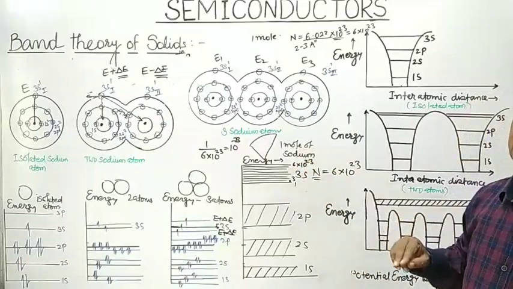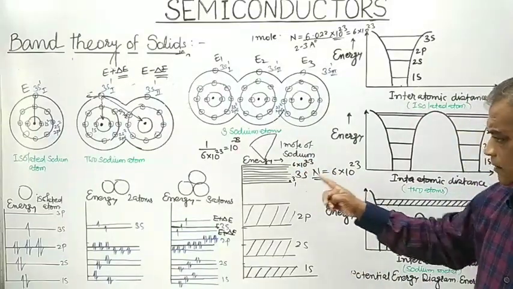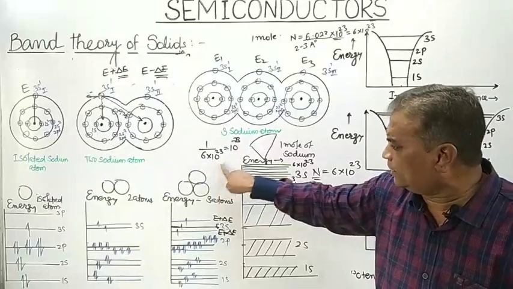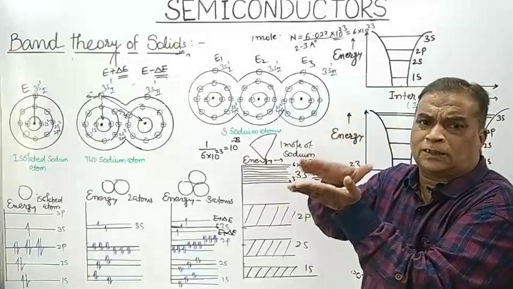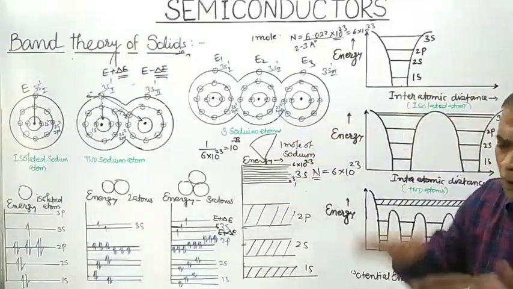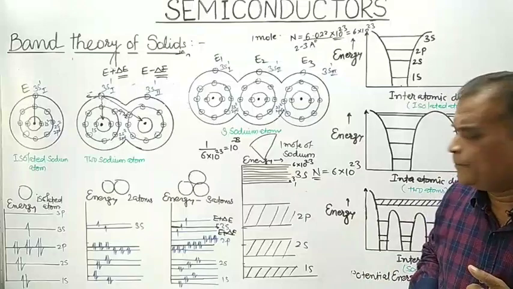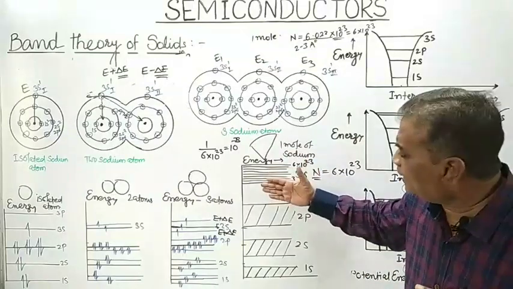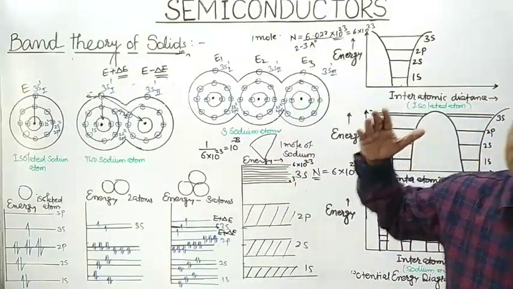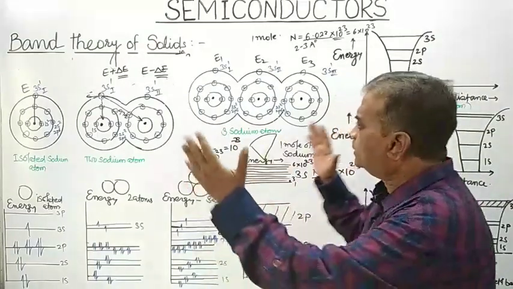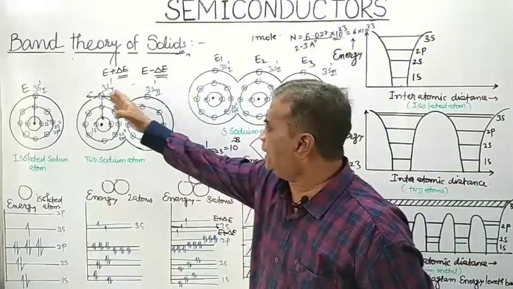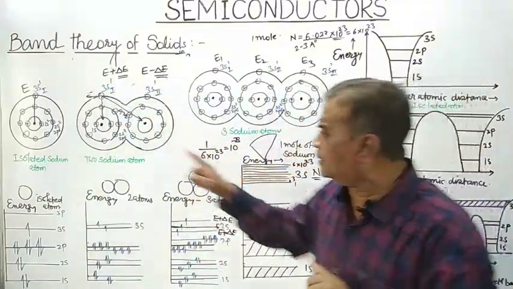And the spacing between two energy levels is 1 upon 6 into 10 to the power 23, means 10 to the power minus 23. So let us imagine how closely these energy levels are lying. We cannot separate one energy level from the other. Means here you can say there is a continuum of energy, and this continuum of energy is called energy band, which is shown here.